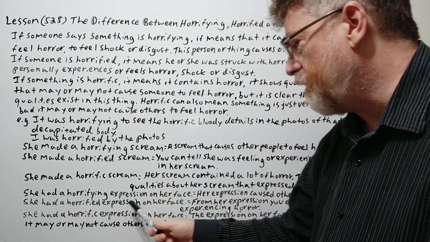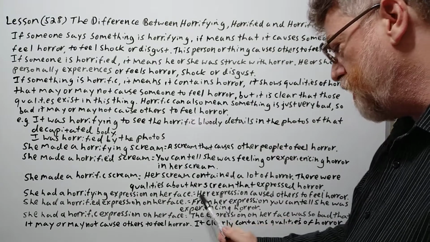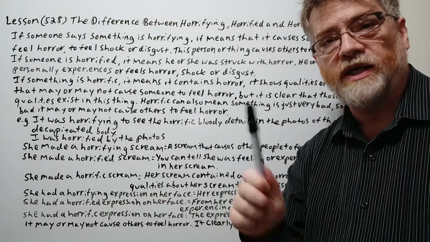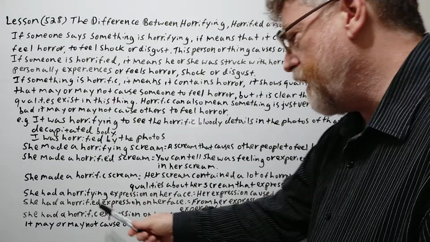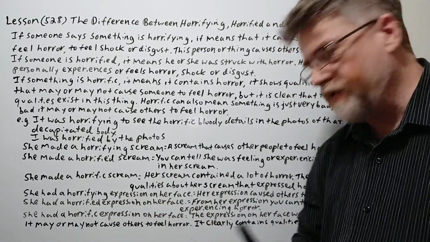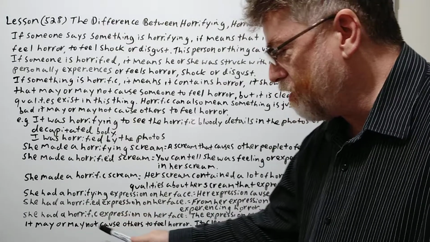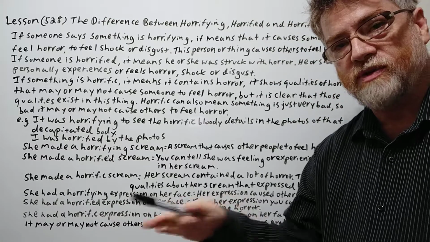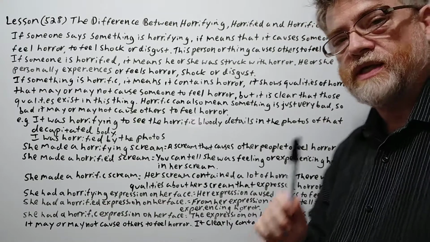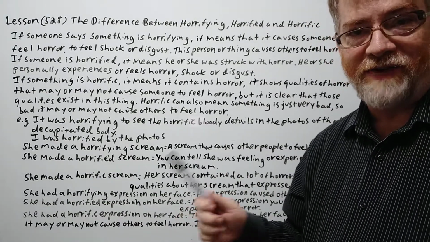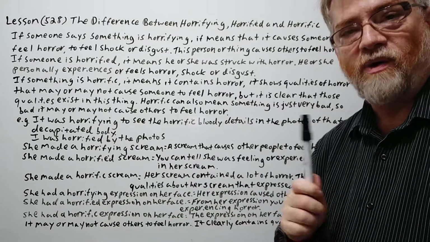She had a horrified expression on her face. From her expression, you could tell that she was experiencing horror. That's what it means. She had a horrific expression on her face. The expression on her face was so bad that it may or may not cause others to feel horror. So again, this is where this could be the crossover. It clearly contains qualities of horror, whether it's horrifying for you, whether it causes you to become horrified or not.